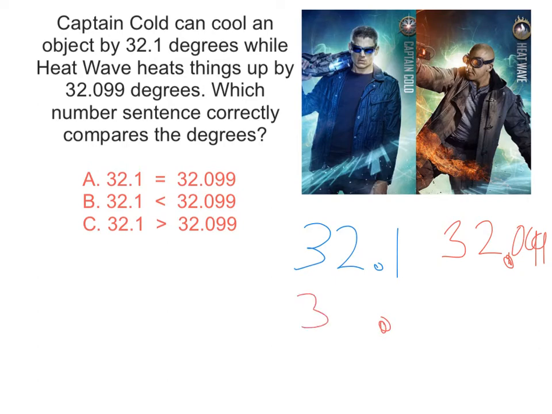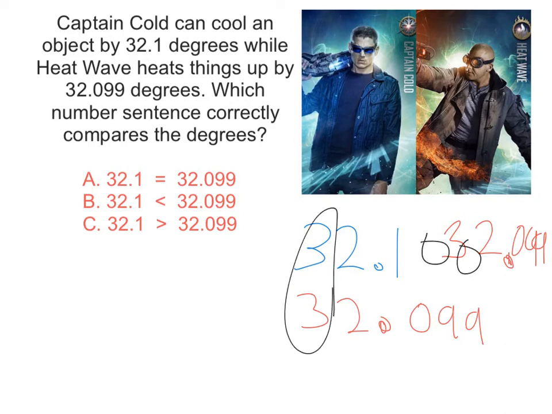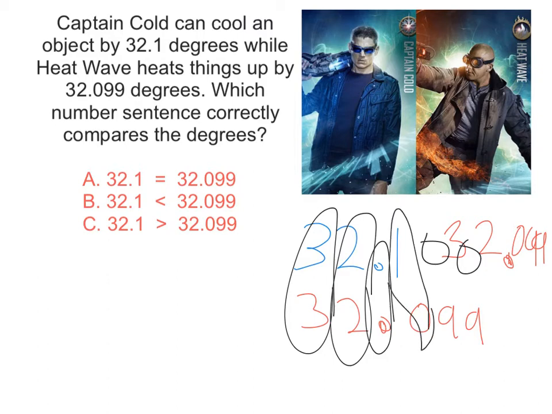32.1 and 32.099. Now checking my place values, 10s match up, 1s match up, decimals. I'm going to throw in some zeros here to line those up. So now I'm going to check. I have to check my whole numbers first. Those match. Those match. Those match. And now I see that the 1 is bigger than the 0. So I know that Captain Cold, the 32.1, is greater than the 32.099.